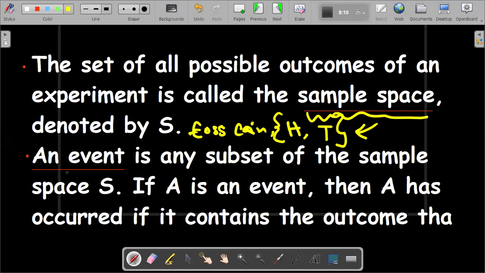And then what is an event? An event is just any subset of the sample space S. From this coin toss, the sample space is the set that contains the head and the tail. If I get just the head, we see that this head is a subset of the sample space. This subset of the sample space is what we call an event. These are very important definitions. Why? Because in all your problems regarding probability, you will always be given an event and a sample space.